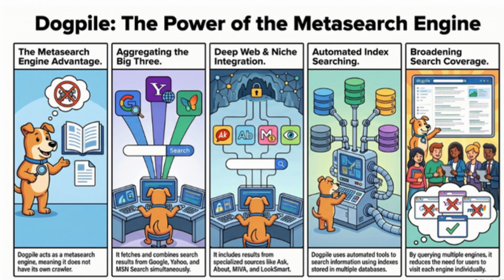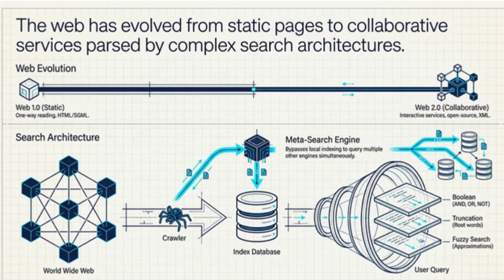Which is super efficient. But to get precise results from any of these engines, you have to use search modifiers. You can use truncation, which concatenates words to find multiple variations of a root word, or fuzzy search, which gives you results based on approximations if a term is misspelled. But the most powerful tool by far is Boolean logic, utilizing the operators AND, OR, and NOT. Yes, Boolean logic. This is my favorite part, because it's fundamentally about setting really rigid boundaries for a database query.